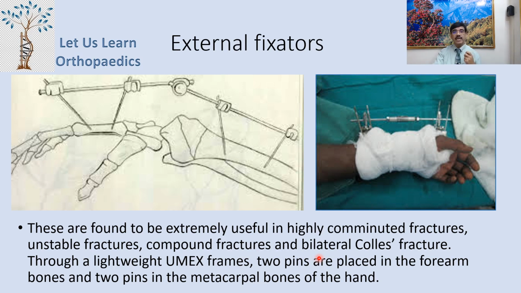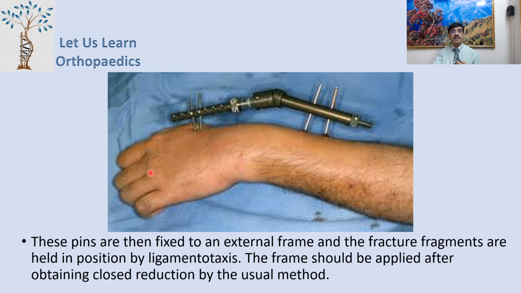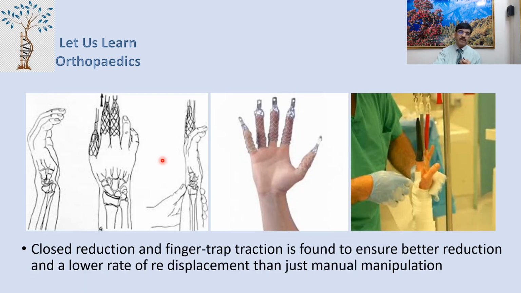Now through a lightweight Hoffmann frame, two pins are placed in the forearm, here you can see, and two pins are placed in the metacarpal bones. Now these pins are fixed to the external frame and the fracture fragments are held in position by ligamentotaxis. Now the frame should be applied after obtaining a closed reduction by the usual technique.